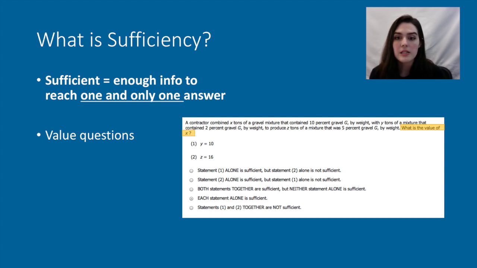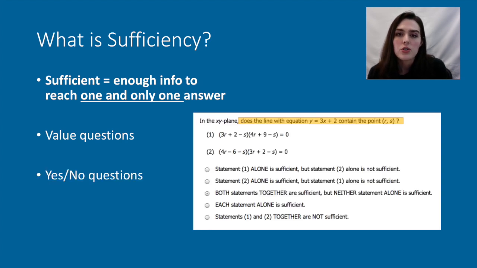Now, our other type of problem is a little bit weirder. We have also yes-no questions. So let's look at this example for a little clarity on what that is. So here we have, in the xy plane, does the line with the equation y equals 3x plus 2 contain the point (r, s)? So we see that we're not looking for a number. We're not looking for, oh, r is equal to 5 and s is equal to 2. No, we're looking for an answer of yes, no, or maybe, right?